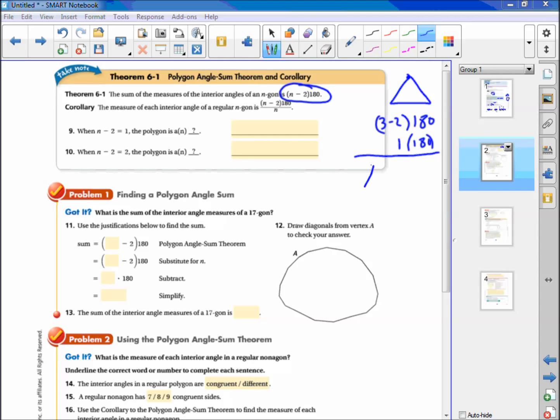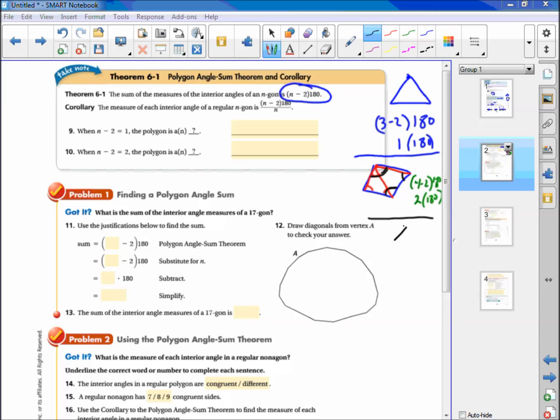All right, for a quadrilateral, just draw a random 4-sided shape here. Our formula would say 4 minus 2 times 180, which is 2 times 180. So that means there should be 2 triangles worth of angles inside our polygon. If we pick one of our vertices and draw a line to the other vertices, you can see the 2 triangles. These 3 angles add up to 180, and these 3 angles add up to 180. So there's a total of 360, because there are 2 180s in there.